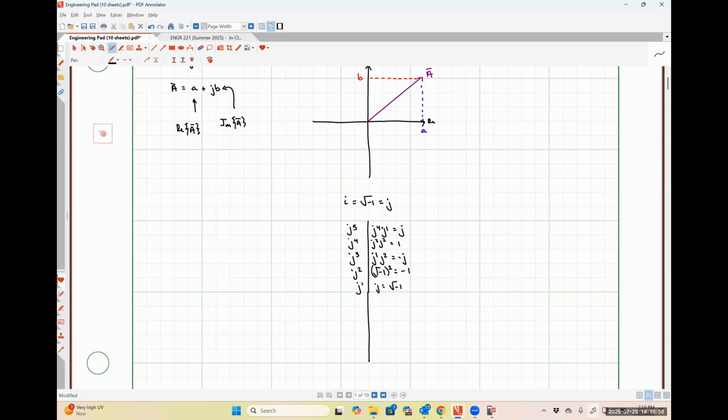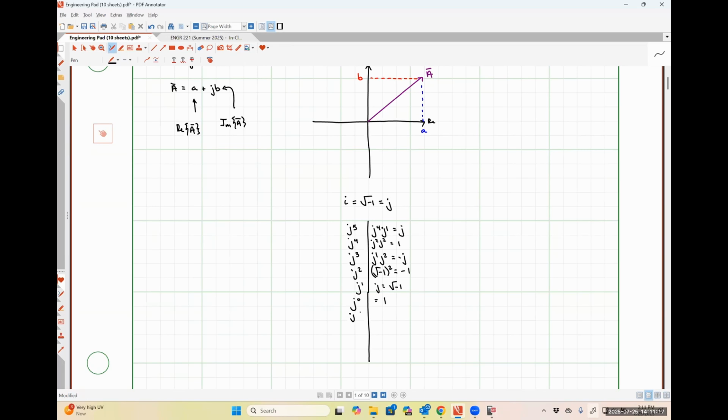So j to the 6 is the same thing as j to the 2, j to the 7 is the same thing as j to the 3, and so on and so forth. We can go the other direction as well. So we could say that j to the 0, well, anything to the 0th power is just 1, right?